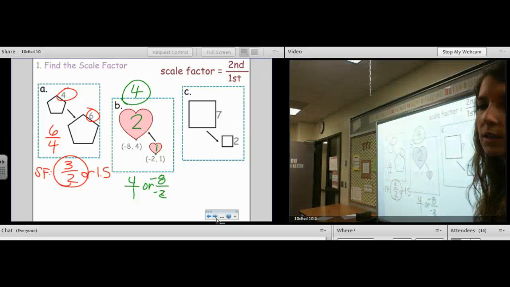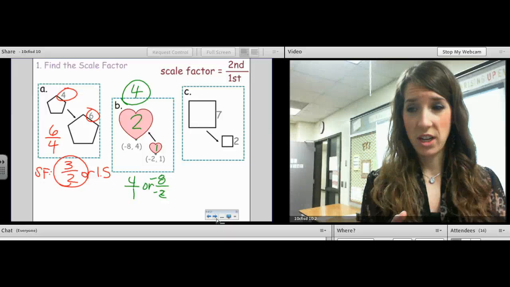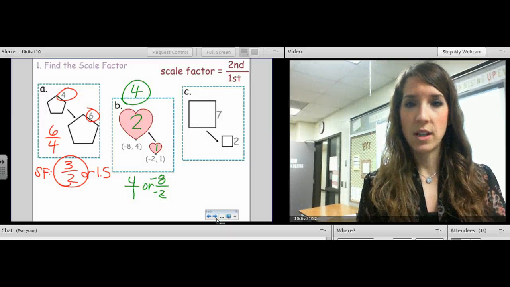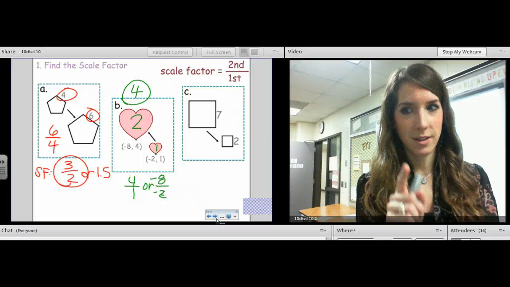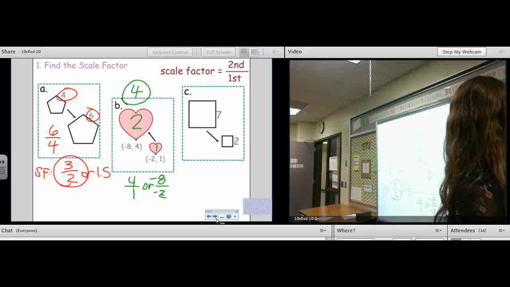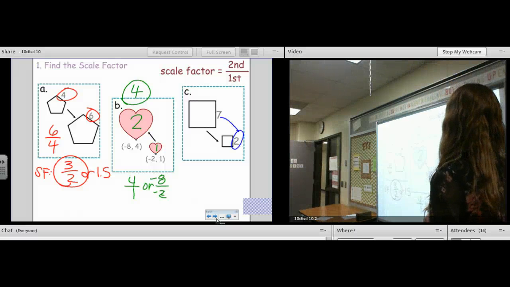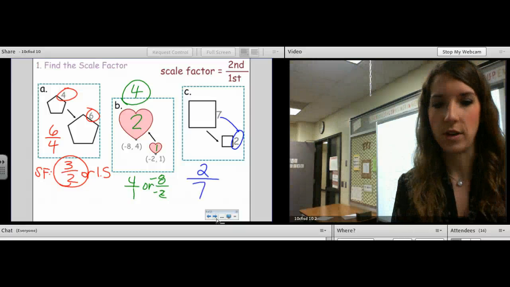Okay? Last one, scale factor. That's a reduction. It's getting smaller. So you want your scale factor to be less than 1. So second over first. Let's move on.